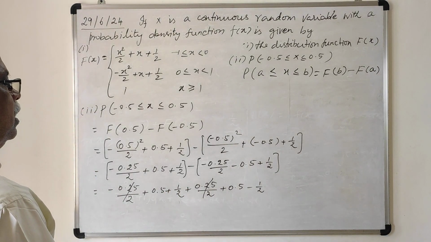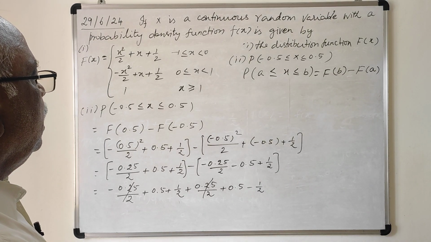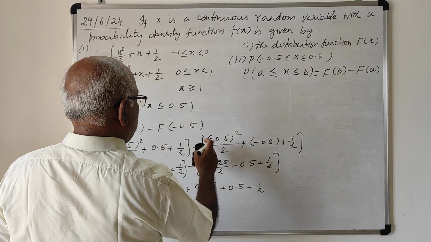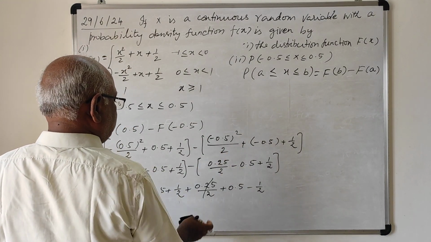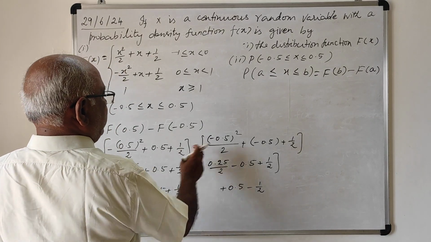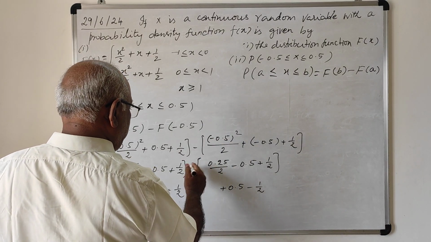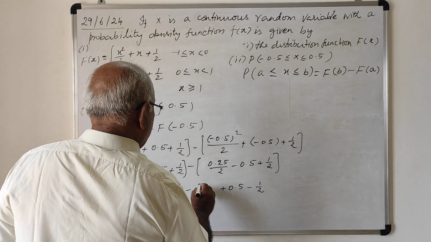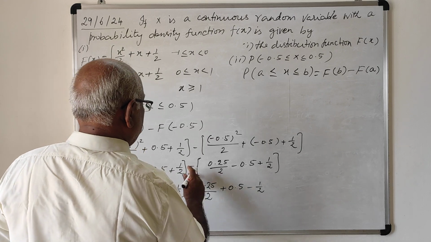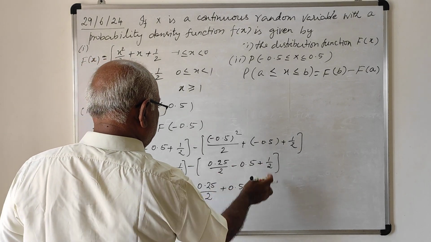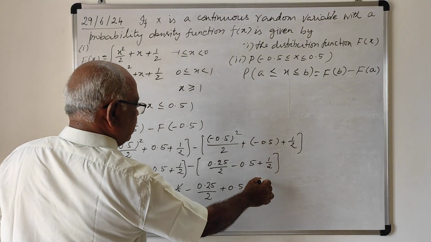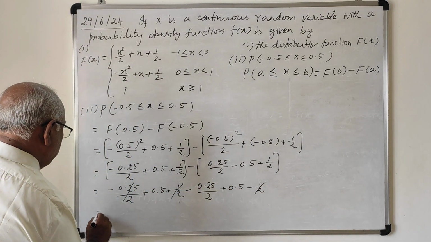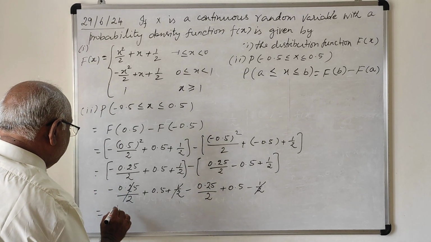Whole square. Yes, this is not minus now. On squaring it becomes plus. On squaring minus and minus, plus 0.25, and if you bring the minus inside, you will get minus 0.25 by 2. And this is plus 0.5 and minus into plus minus half. So plus half and minus half get cancelled, and 0.5 and 0.5 you will get 1.